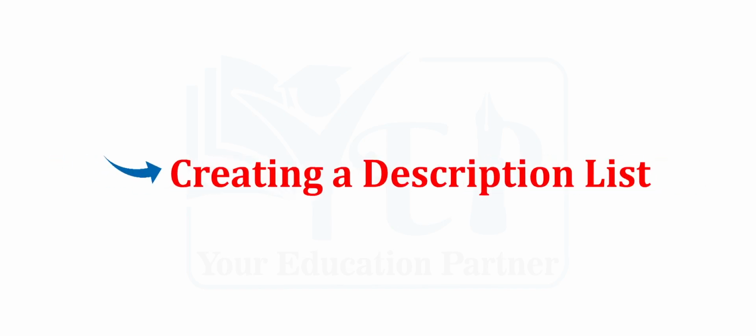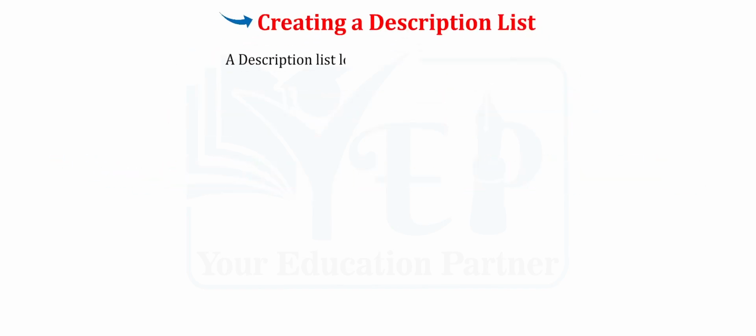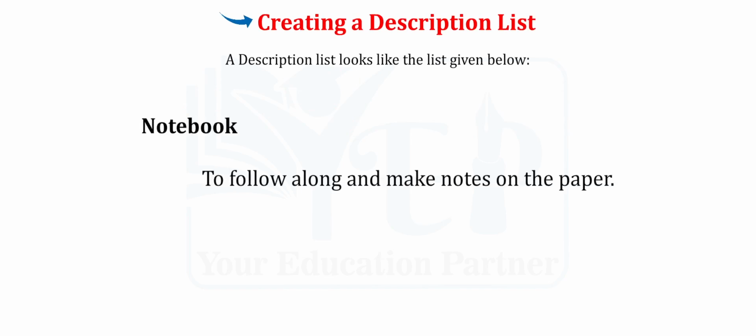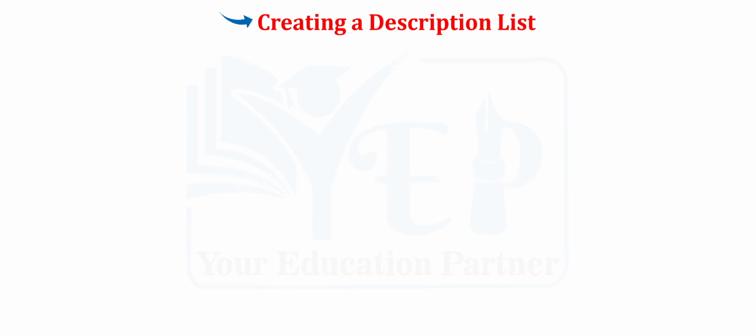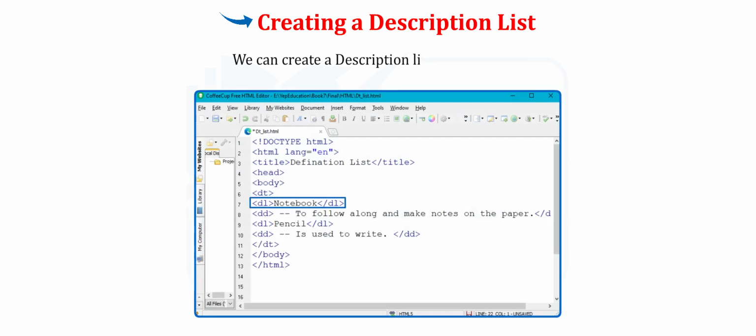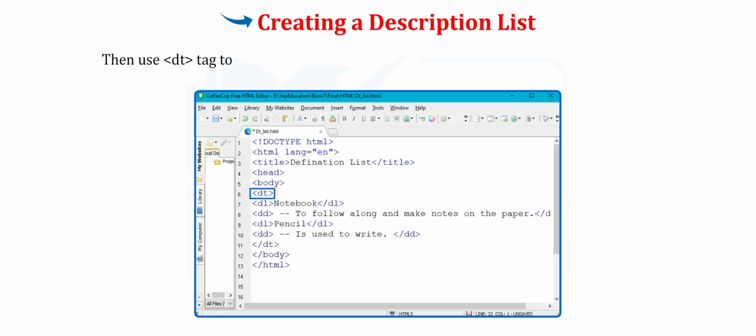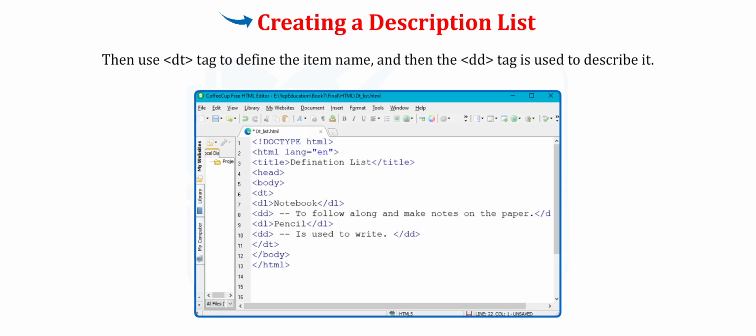Creating a description list. A description list looks like the list given below. Notebook: to follow along and make notes on the paper. Pencils: is used to write. We can create a description list with the DL tag. Then use the DT tag to define the item name, and then the DD tag is used to describe it.